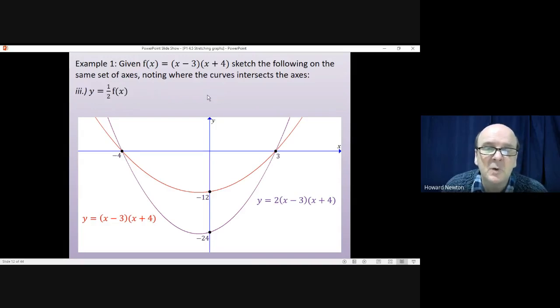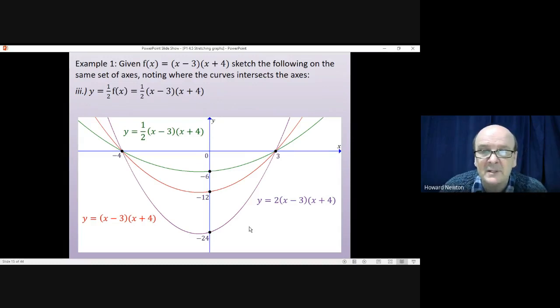Part 3 asks us to sketch y equals 1/2 of f of x. Well, that'll half the y values. So we'll have 1/2 of -12 is -6. If we had to write the equation of that, then you just put 1/2 in front of the function. So 1/2 into x minus 3 times by x plus 4. And it'll halve the y values. So we'll get this crossing point here at -6. It will not affect these two values because 1/2 of 0 is 0. So the new curve, again, will cross at -4 and +3, but this time it'll go through -6. And you'll get something that looks a little bit like that.